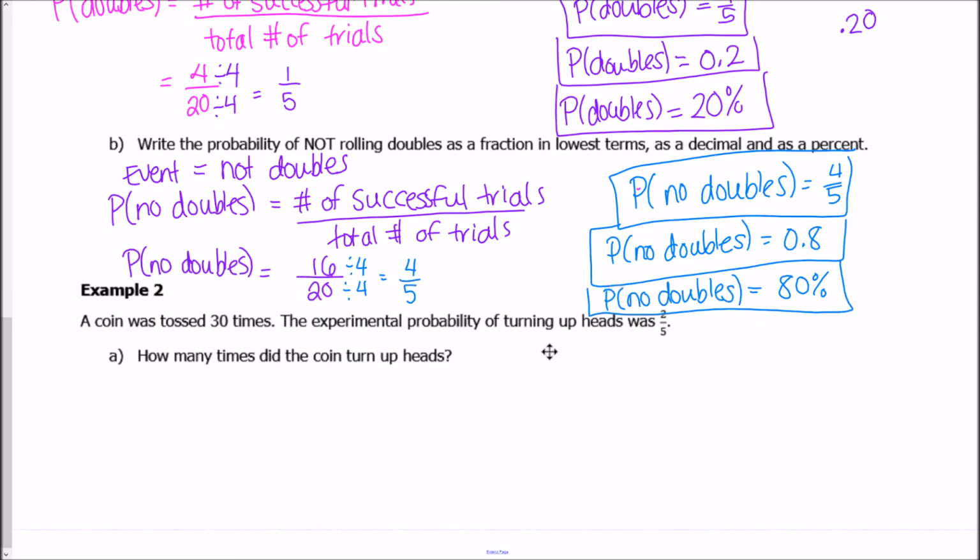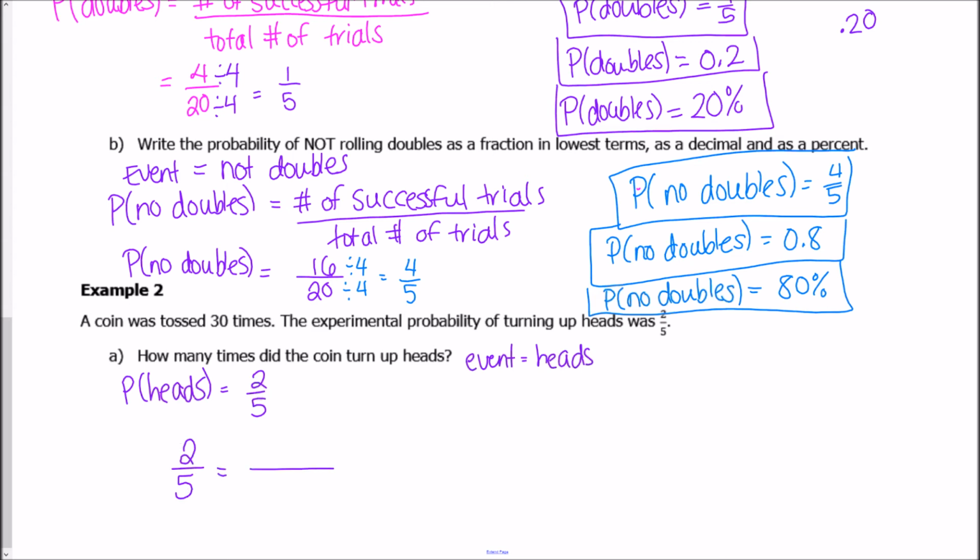Okay? So example number 2 says a coin was tossed 30 times. The experimental probability of turning up heads was 2 out of 5. So how many times did the coin turn up heads? So this time our event is going to be heads. If our probability of heads, this time we're given, is 2 out of 5, we want to figure out how many times we actually ended up getting heads. So remember, we always do the number of successful trials on top, out of the total number of trials on the bottom. So out of every 5 trials, 2 of them are successful.